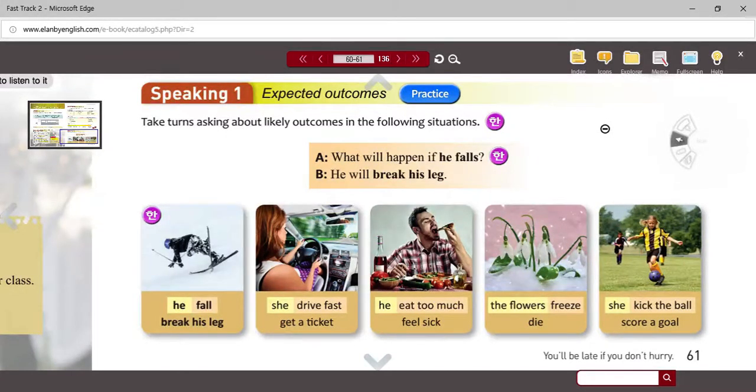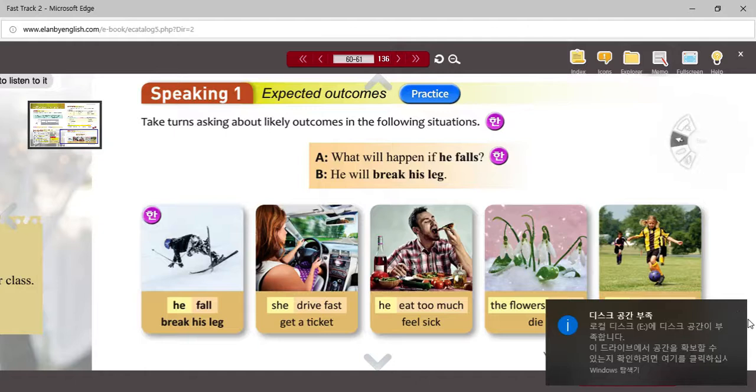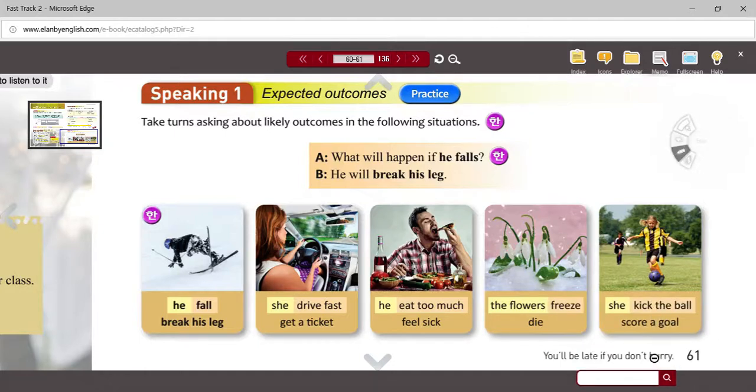Okay, let's see how we did with each of these. The first one. What will happen if she drives fast? She will get a ticket. So that's the activity: she drives fast. The result, she will get a ticket. So a cause and effect.